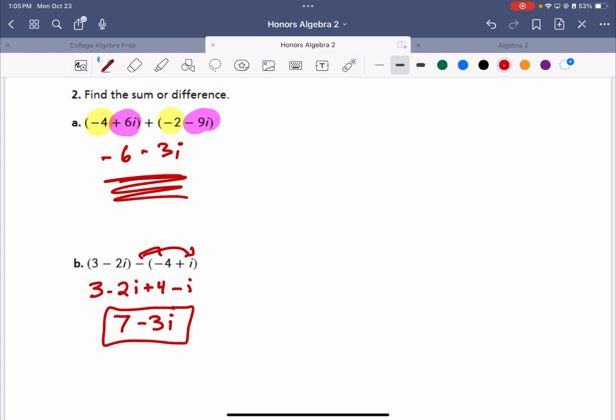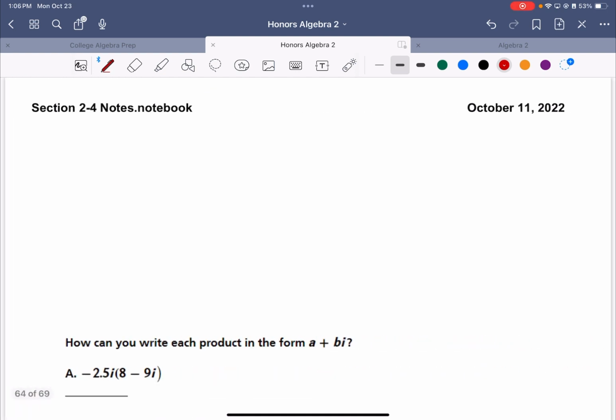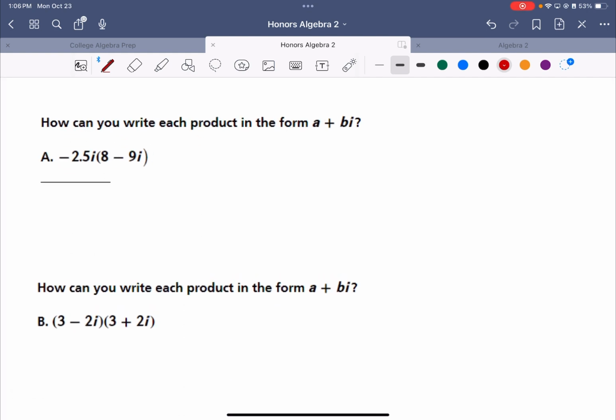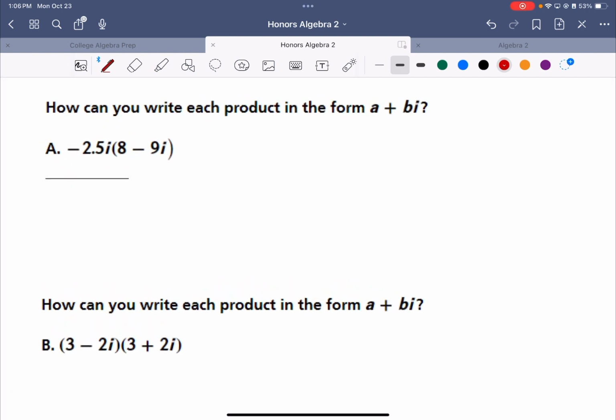Any questions with that? Adding and subtracting, okay? So the next thing then we want to be able to do is multiply them. So when we multiply them, the end result always needs to be in the form a plus bi when we're done with this.